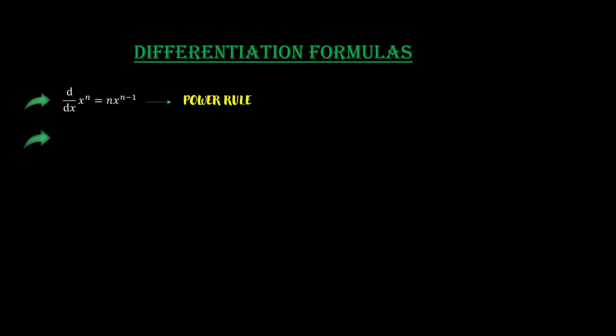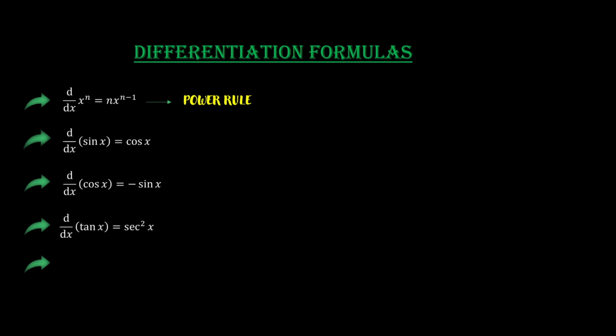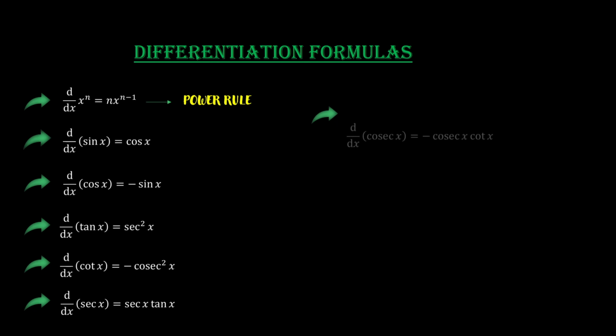Then coming to the formulas, differentiation of sin x is equal to cos x. Differentiation of cos x is equal to minus sin x. Differentiation of tan x is equal to secant square x. Differentiation of cot x is equal to minus cosec square x. Differentiation of secant x is equal to secant x tan x. Differentiation of cosec x is equal to minus cosec x cot x.